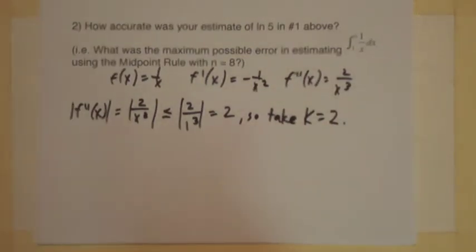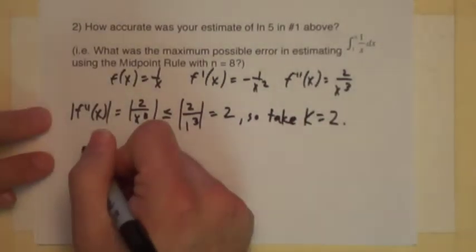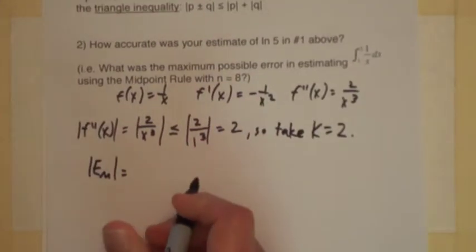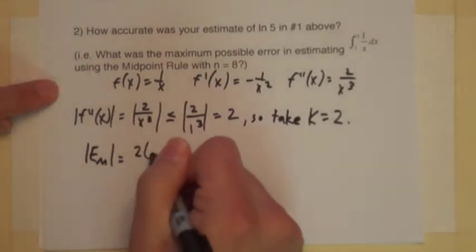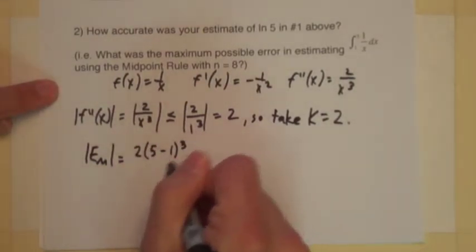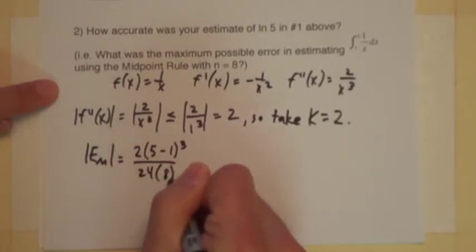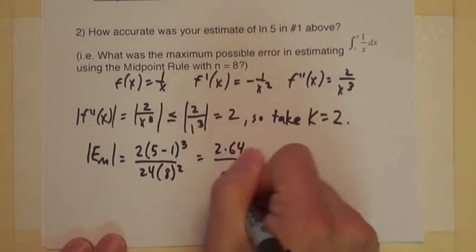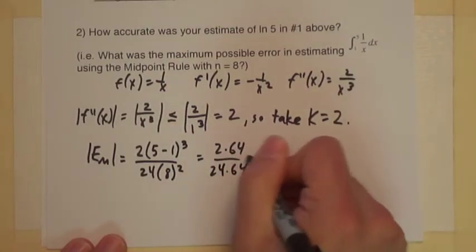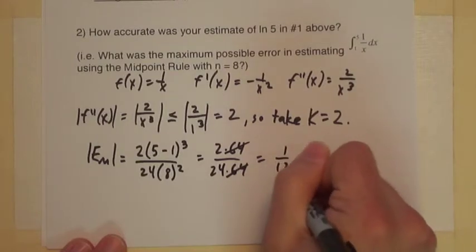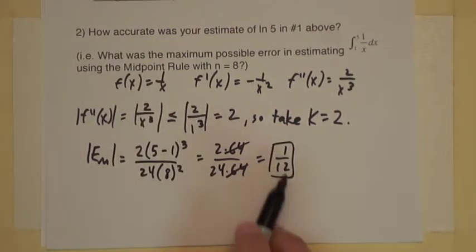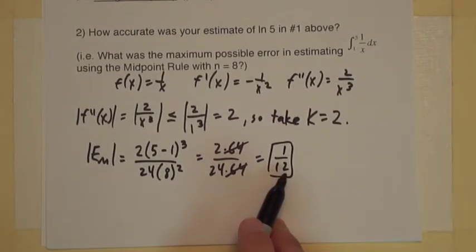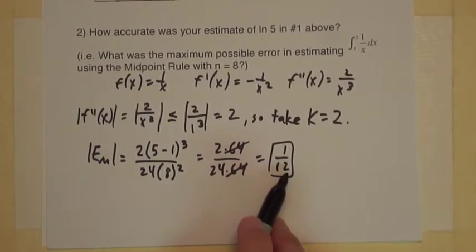At this point, now that you found the k, this problem becomes completely easy. Just write down the formula from higher up on the page. We have k times b minus a cubed over 24n squared, which is 2 times 64 over 24 times 64. Well, that's lucky. We get 1/12. So it means that even in the worst possible case, we are no more than 1/12 away from the correct answer when we said 1.5998.